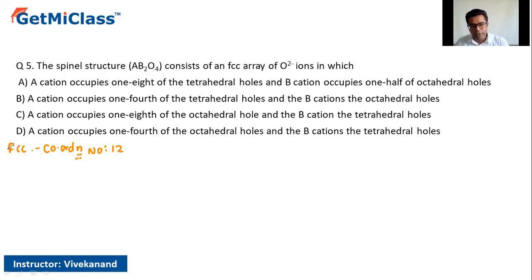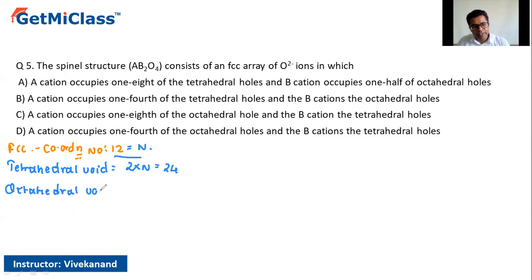Second point of understanding is that in such cases, if I consider the number of atoms as N, the tetrahedral voids follow the relationship 2N, and that is going to be 24 as N is equal to 12. And the octahedral voids are going to be N, which is 12. This is what we know, right? This is the first thing that we need to keep in mind, because we are going to use this in all the options.